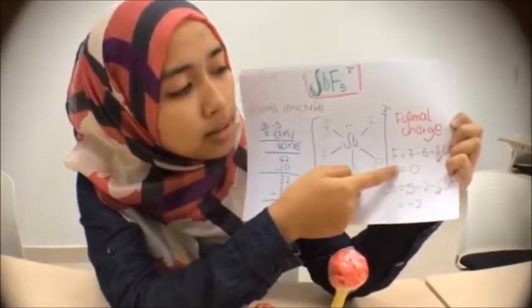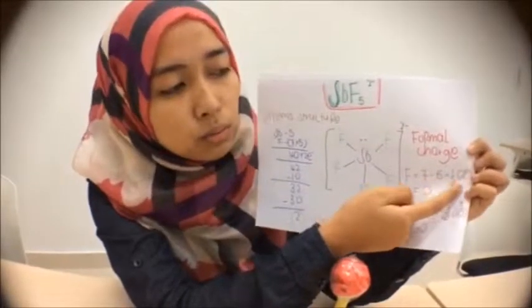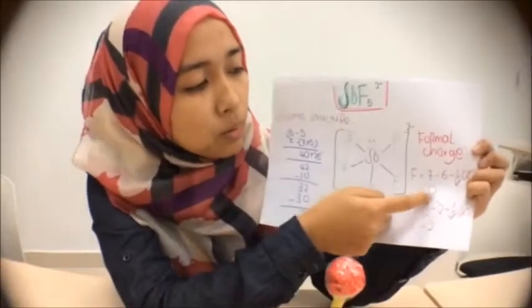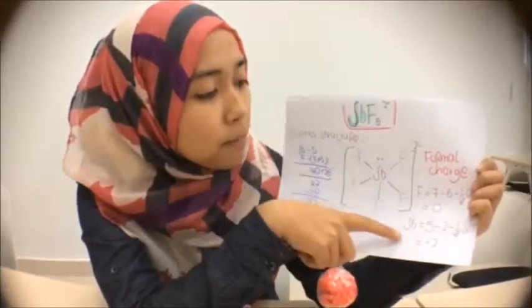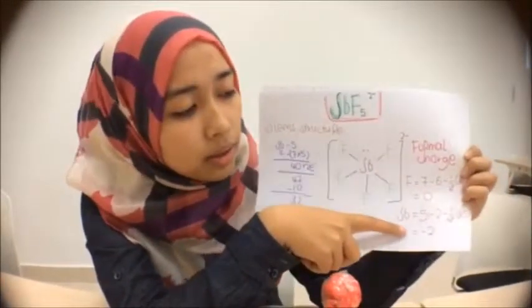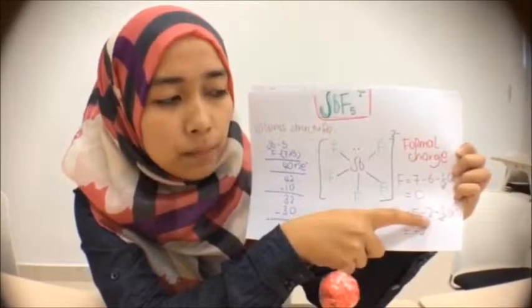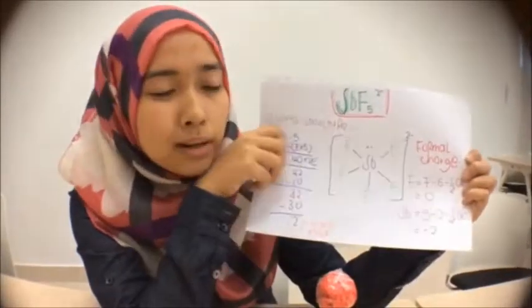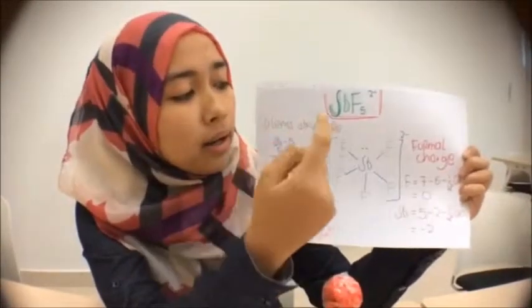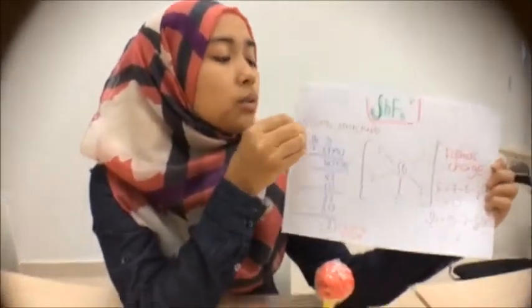The fluorine has 7 valence electrons minus 6 lone pair electrons minus half of 2 bonding pair electrons. So we will have 0 formal charge for every fluorine in this Lewis structure. The antimony has 5 valence electrons, 2 lone pair and half of 10 bonding pair. So we have -2 for the formal charge for antimony. Here is the -2.